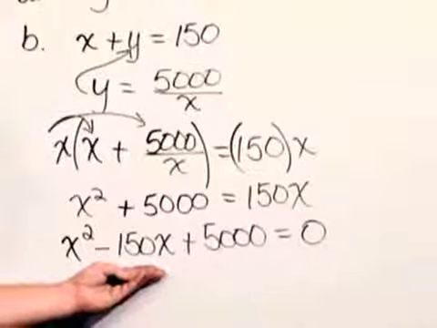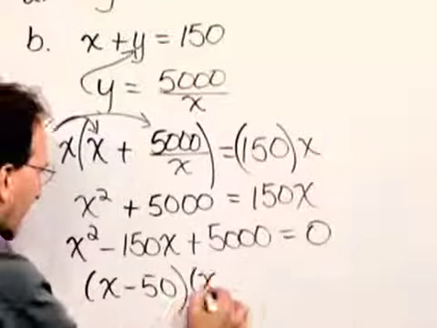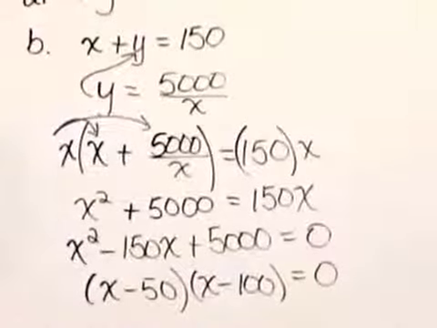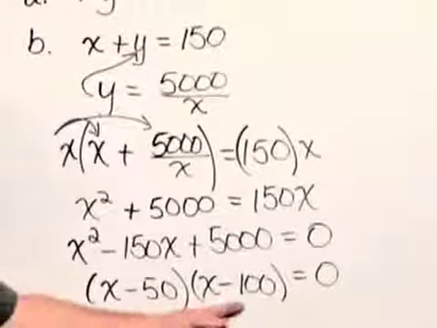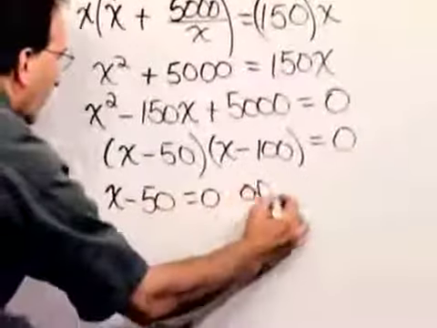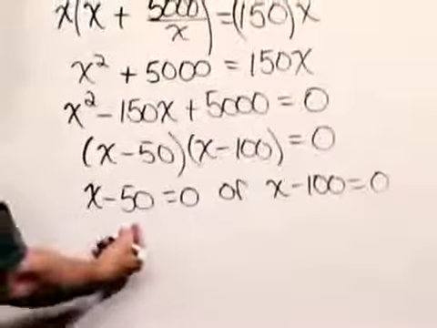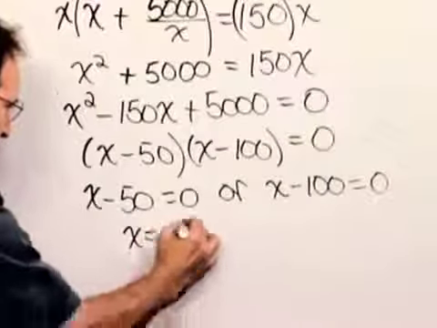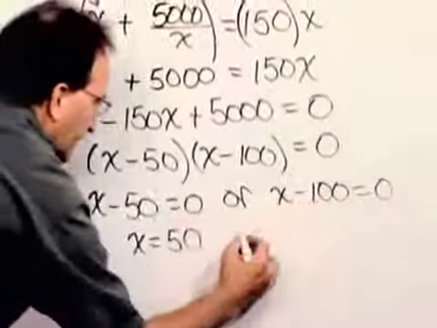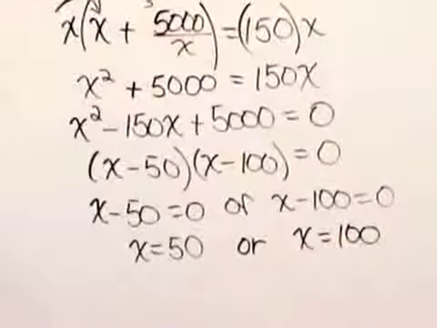And now we factor the left-hand side. That factors as x minus 50 times x minus 100, and that equals 0. Now we set each of these factors equal to 0. That is, x minus 50 equals 0, or x minus 100 equals 0. In this first instance, we add 50 to both sides, which results in x equals 50. In this second equation, we add 100 to both sides, which results in x equals 100.